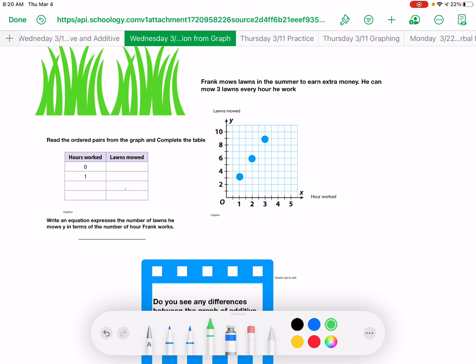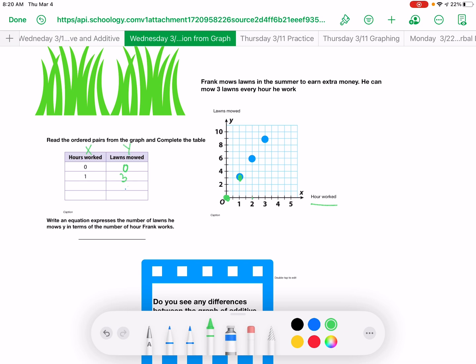Okay, our next one. Frank mows lawns in the summer to earn extra money. He mows 3 lawns every hour he works. So here, you have 0 and 0. He did not work, so he did not mow any lawns. Okay, your hours is your independent, and the lawns he mowed is your dependent. Okay, in 1 hour, I'm going to label this. It says hours right there. In 1 hour, he mowed 3 lawns. I plugged it in over there. Here's my x and my y.